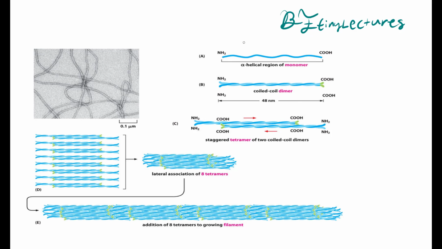So if we have one strand, and this is called the alpha helical region, this is a monomer. So again, monomer just means one. So it's just one strand. And notice that we have the N-terminus and we have the C-terminus. So these are amino acids linked together, and they keep linking until we have a full alpha helix.